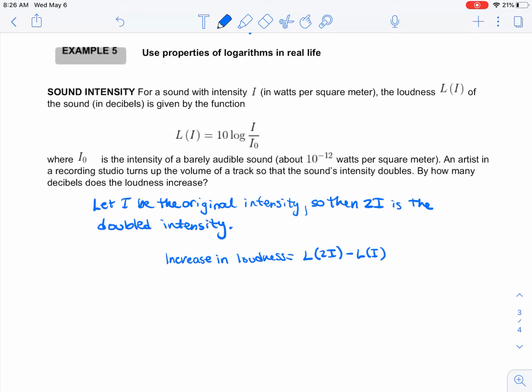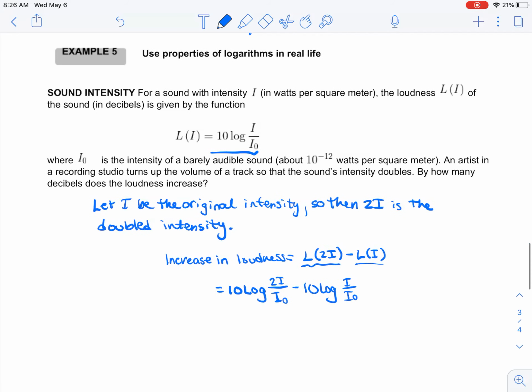So when I substitute that in, I'm going to substitute this part first. I just write this, except instead of I, I'm going to put 2I. So 10 times log of 2I over I naught. I naught looks weird, but it's just a number. And then this part would be minus 10 log I over I naught. Okay, so these are logarithms. We have a subtraction going on. So if I condensed this, okay, so I substituted here.